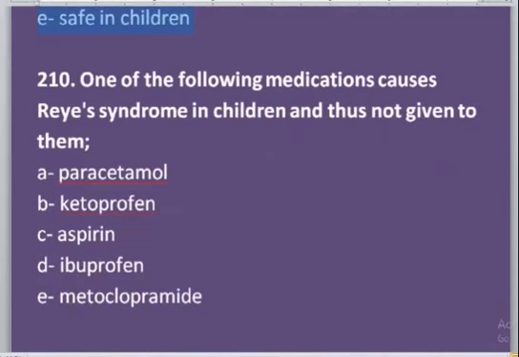One of the following medications causes Reye's syndrome in children and thus is not given to them. Actually, Reye's syndrome is a rare syndrome in which there is swelling in the brain and liver is caused. So one of the below given options is a medicine that can cause or precipitate this Reye's syndrome. So options are paracetamol, ketoprofen, aspirin, ibuprofen and metoclopramide.